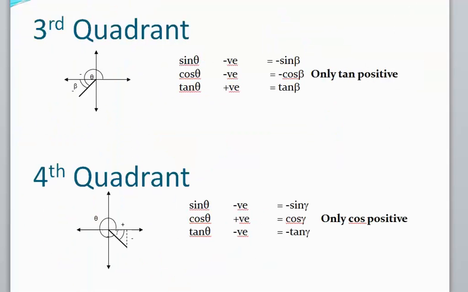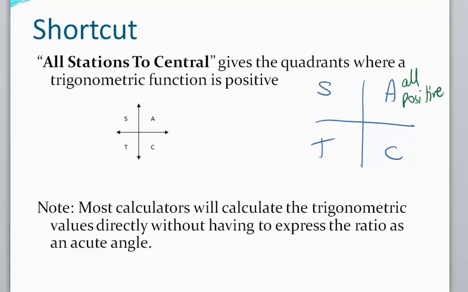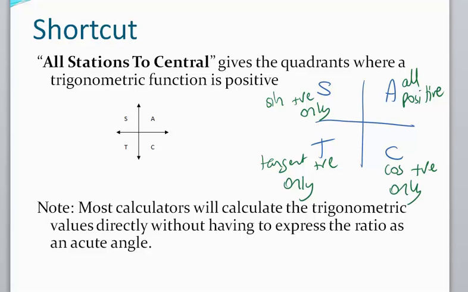So here we've got all of that, and here we have our shortcut, all stations to central. So here we draw up our thing, all stations to central. What we mean by this, A is all positive. Here S for stations, sine positive only. T is our tangent, positive only. And here C for central, cosine, positive only. So it's one of our things that we generally remember, but we can work this one out anyway.